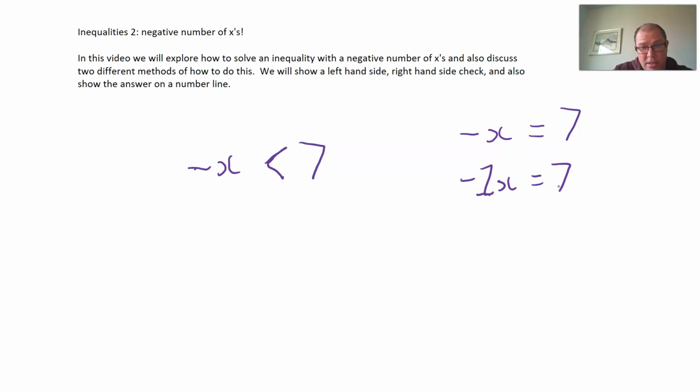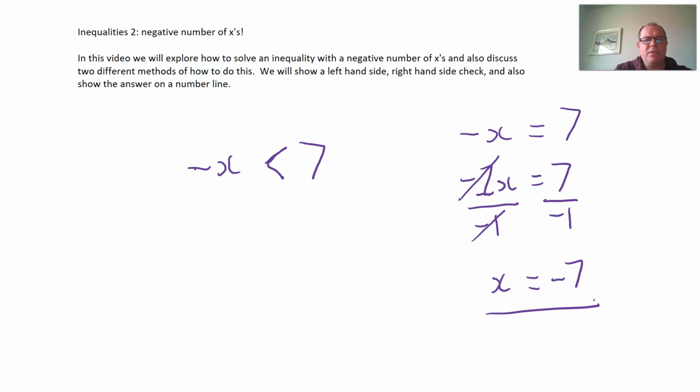So there are two ways we can get rid of that negative sign. We could divide both sides by negative 1, or we could multiply both sides by negative 1. Both work. I've chosen here to divide both sides by negative 1 because negative 1 divided by negative 1 cancel, leaving me with a positive 1x. And 7 divided by negative 1 is negative 7. So that's one way to solve an equality when we've got a negative number of x's.